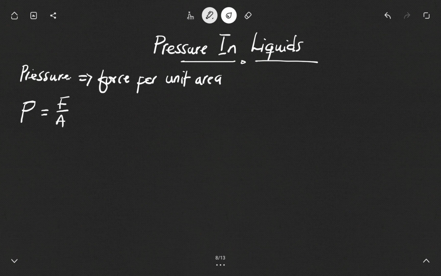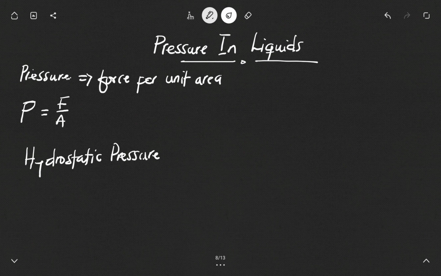Now when we talk about pressure in liquids, we are talking about the force per unit area that the volume of liquid exerts on the vessel or the container in which that liquid is. This force or pressure exerted on the vessel is what we call the hydrostatic pressure. For normal solids we just call it pressure, but for liquids we call it hydrostatic pressure.